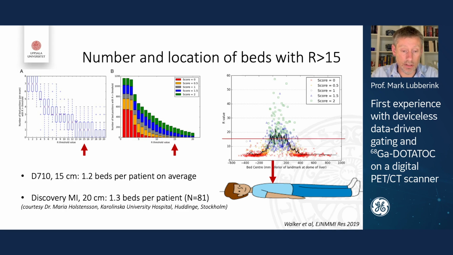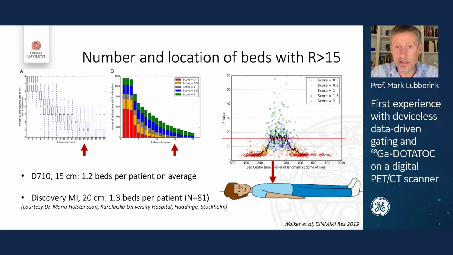So that is what made 15 the cutoff that is actually used in the MotionFree software. And they used a Discovery 710 scanner with a 15 centimeter actual field of view. And in their case, the R value was above 15 in 1.2 beds per patient on average. And those beds were then generally centered somewhere between 5 centimeter above the dome of the liver and 20 centimeter below the dome of the liver.